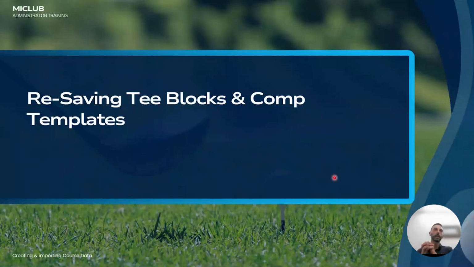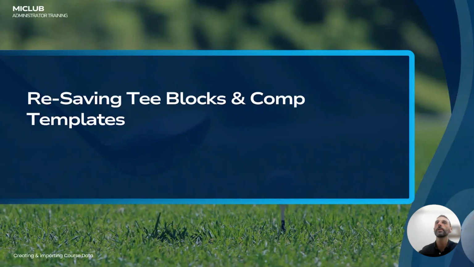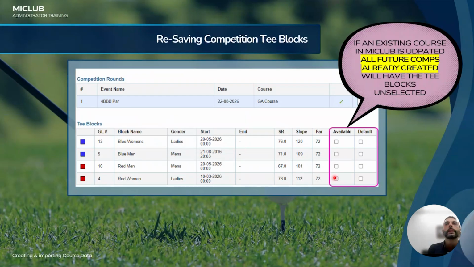Now there are some side effects of when you do this, and I'll take you through the most common one, and it relates to T markers being unselected for competitions. So what you'll find happens is, if you've got competitions already set up for the future and you've saved your available and default Ts, and you then do an import or an update on this GA course, it unselects the markers for your comp. So you'll probably notice when running your comp that the handicaps are wrong, or you can't register players.